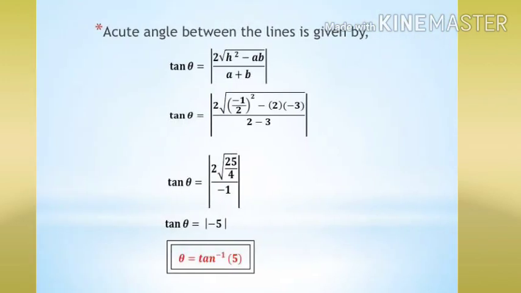Now next, we have to find the acute angle between the lines. So we know the formula is tan θ is equal to modulus of 2√(h² − ab) upon (a + b). Substituting the values of a, b and h, we get 2√(25/4), that is 5/2, the 2 gets cancelled, and we get tan θ is equal to minus 5. So θ will be equal to tan⁻¹ 5. That is your acute angle between the two lines.